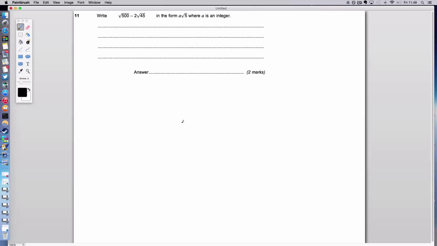Looking at question 11, we can clearly see that it is a surd related question. The question asks us to write the square root of 500 minus 2 times the square root of 45 in the form a root 5, where a is an integer. We're given some lines to write any workings, and the question is 2 marks, so it shouldn't be all too difficult to solve.